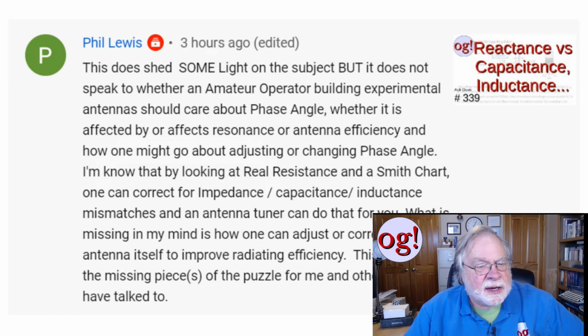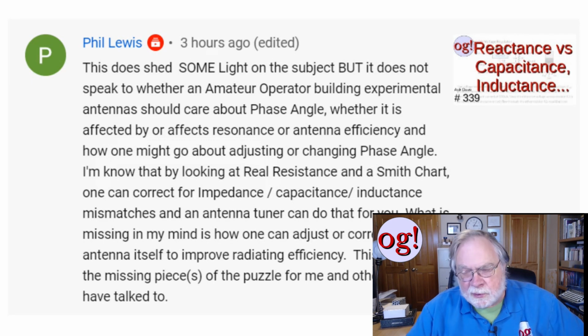Obviously, he doesn't like it. But it does not speak to whether an amateur operator building experimental antennas should care about phase angle. Generally not. Whether it is affected by or affects resonance or antenna efficiency, no, not really. And how one might go about adjusting or changing the phase angle, adding or subtracting reactance.